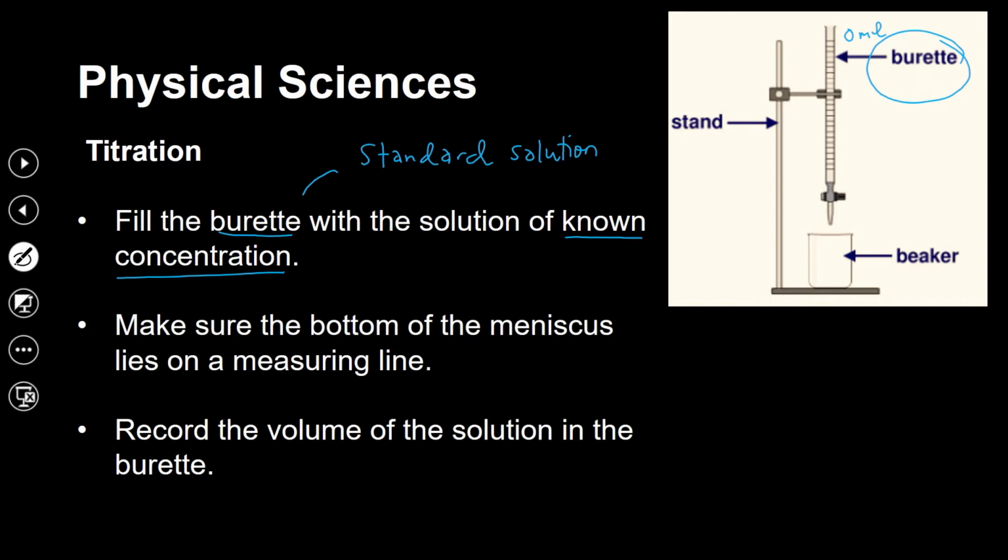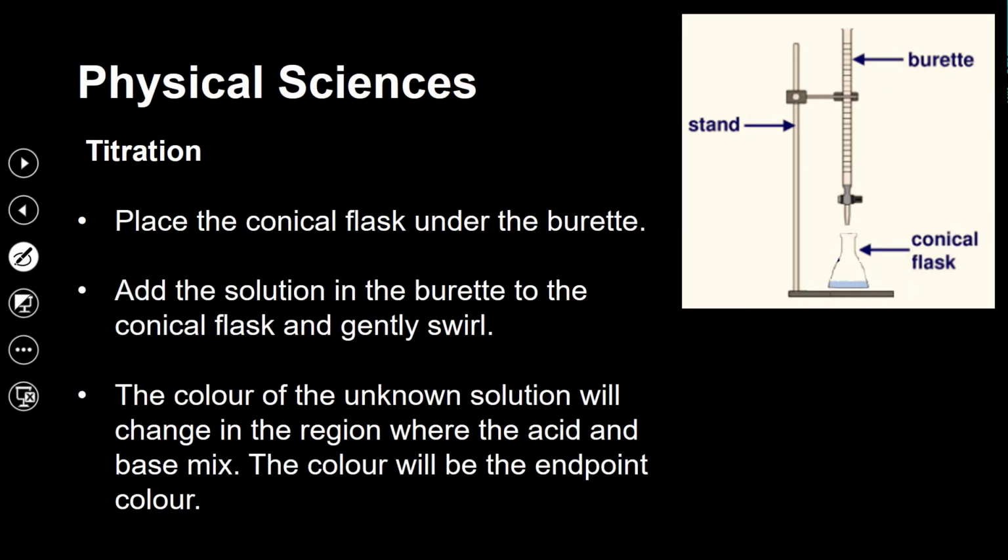And also, very, very important, you need to make sure you read the bottom of the meniscus. The meniscus is that curved part of the liquid surface. So make sure that when you take readings, they're actually correct. We also need to keep a record of the volume of solution in the burette, right? And we need to place the conical flask directly under the burette so that all the standard solution goes into the conical flask where there is the other substance. Then we add the solution from the burette and swirl gently. The swirling will ensure that at the end of the reaction, all the substances have reacted completely, okay?